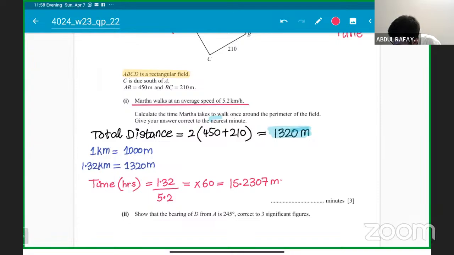15.2307. And the examiner clearly mentions you have to round off, give your answer correct to the nearest minute. So the final answer will be how much, students? 15 minutes is the nearest minute, so you can round it to 15 minutes.